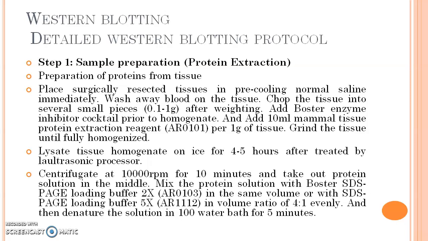Preparation of proteins from tissue. Place surgically resected tissues in pre-cooled normal saline immediately. Wash away blood on the tissue. Chop the tissue into several small pieces, 0.1 to 1 gram after weighing. Add Booster enzyme inhibitor cocktail prior to homogenization and add 10 ml mammalian tissue protein extraction reagent per 1 gram of tissue. Grind the tissue until fully homogenized. Lyse the tissue homogenate on ice for 4 to 5 hours after treating with an ultrasonic processor. Centrifuge at 10,000 rpm for 10 minutes and take out the protein solution in the middle. Mix the protein solution with Booster SDS-PAGE loading buffer 2 times in the same volume, or with SDS-PAGE loading buffer 5 times in a volume ratio of 4:1 evenly, and then denature the solution in a 100-degree water bath for 5 minutes.